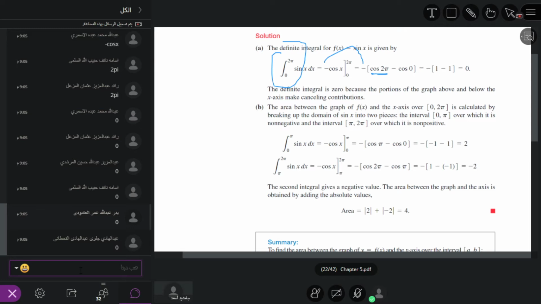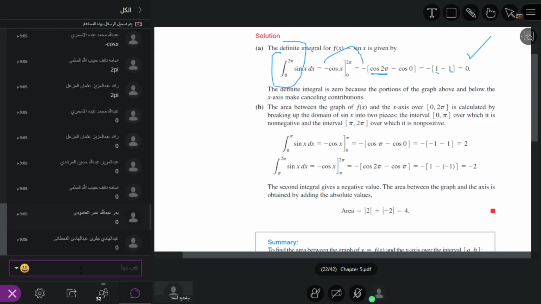So cosine 2 pi is equal to 1, and cosine 0 is also 1. So 1 minus 1, we get 0. So basically the graph of the function above the x-axis is the same as the graph of the function below the x-axis.